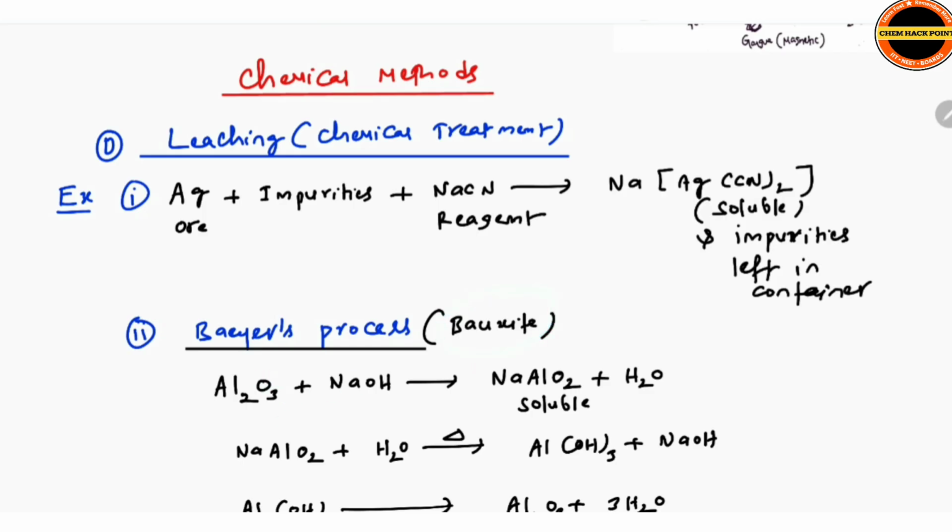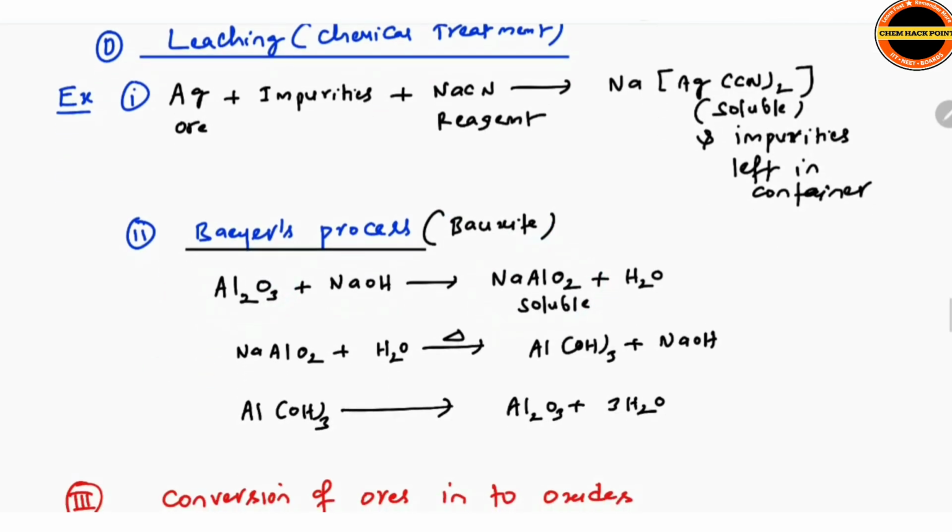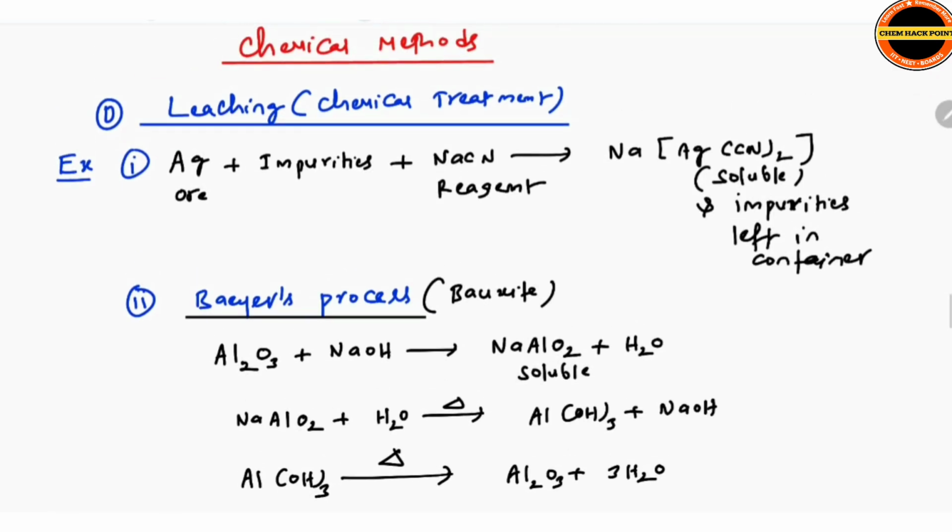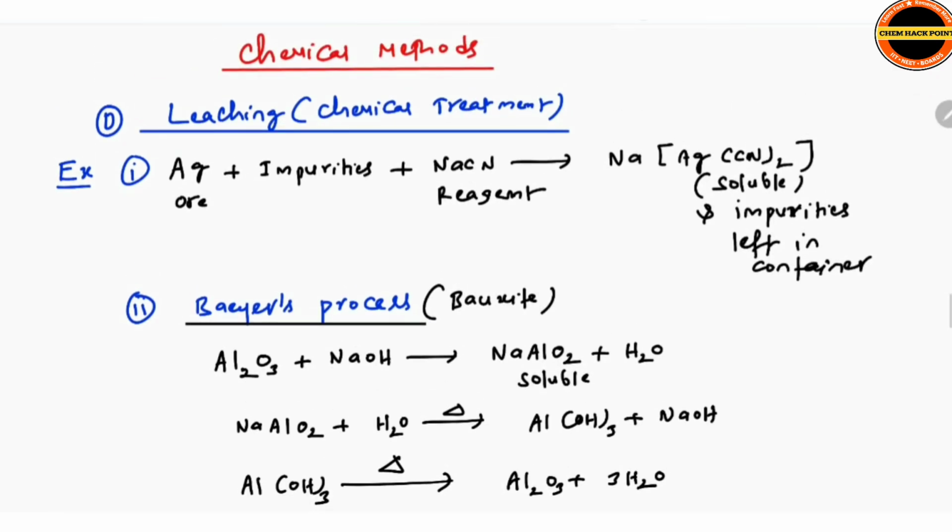Bayer's process. Bauxite, Al2O3, reacts with NaOH forming a soluble compound, NaAlO2. This NaAlO2 again reacts with water on heating to give a precipitate, Al(OH)3. Al(OH)3 on further heating gives Al2O3 plus 3H2O. Here we also remove impurities and any moisture. By this process moisture and impurities are removed, and finally we get Al2O3.